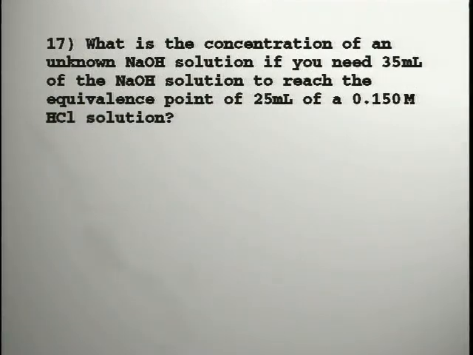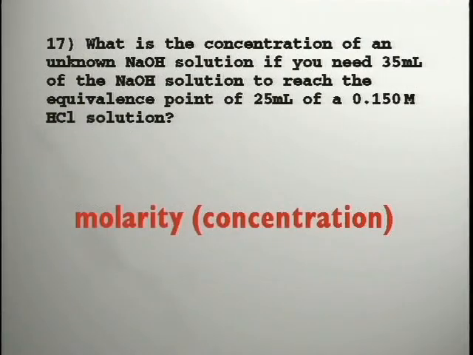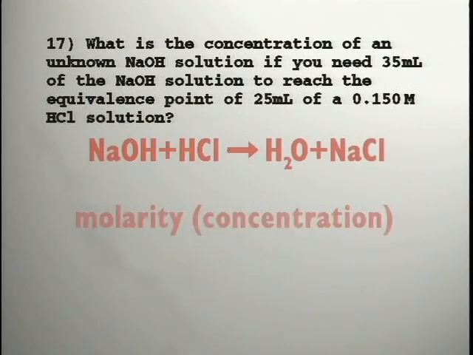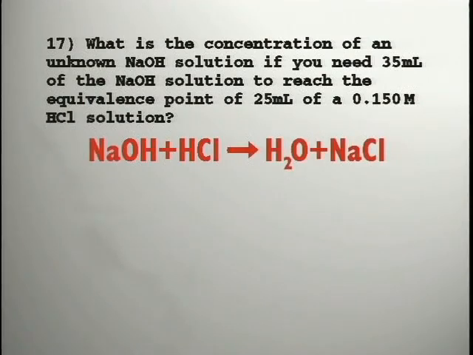Jeez, I don't even know where to start with this problem. Well, think about what it is you're trying to find. Molarity, right? Start with the balanced equation that represents the reaction, because it will tell you the proportions of reactants and products in the reaction. According to the equation, NaOH and HCl react in a 1-to-1 ratio. So, we can assume that the number of moles of NaOH will equal the number of moles of HCl.